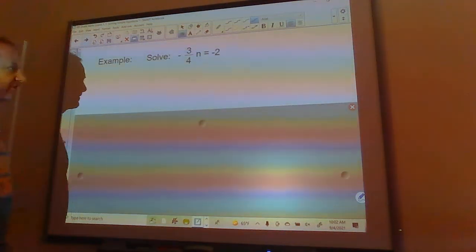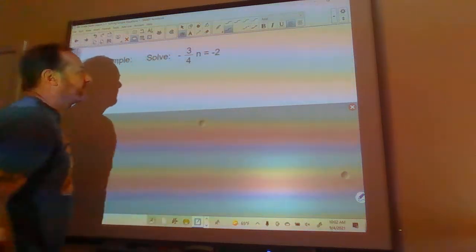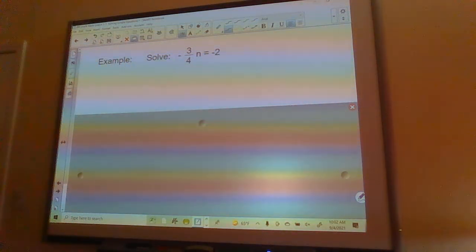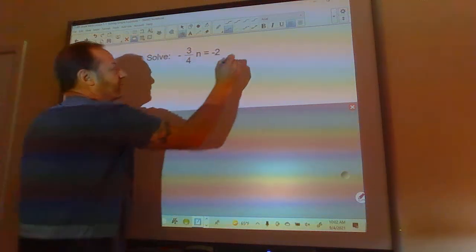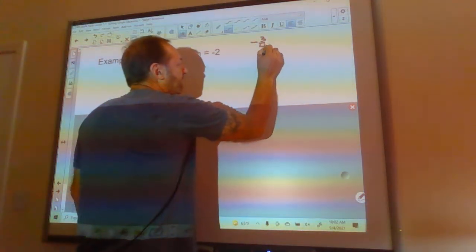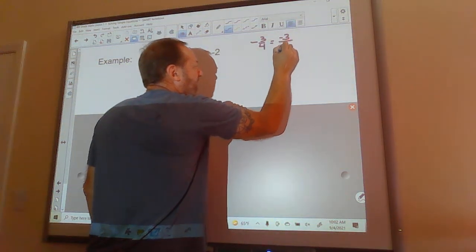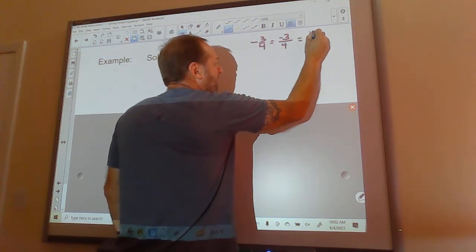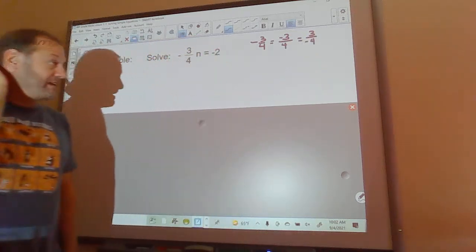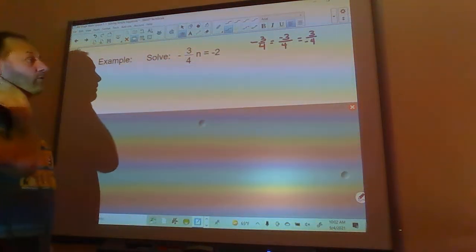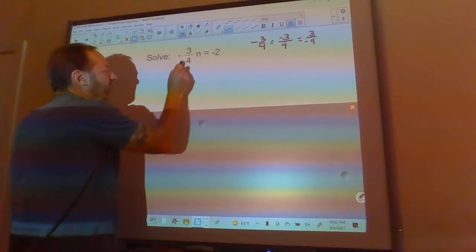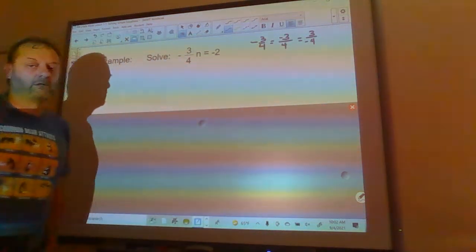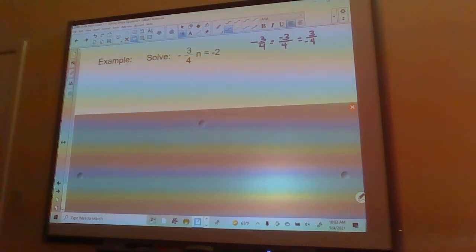Okay, here's one that's just a little bit more tricky. It says negative 3/4 n equals negative 2. Now here's what I always do. This negative sign is kind of right here in the middle. So something to consider is this. If I have negative 3/4 like this, that is the same thing as negative 3 divided by 4, which is the same thing as 3 divided by negative 4. Those are all the same thing. Okay, so what I always like to do is to be consistent and make it simpler for myself. I always take the negative, no matter where it is here, and I just put it in the numerator. Okay, I put it in the top number.